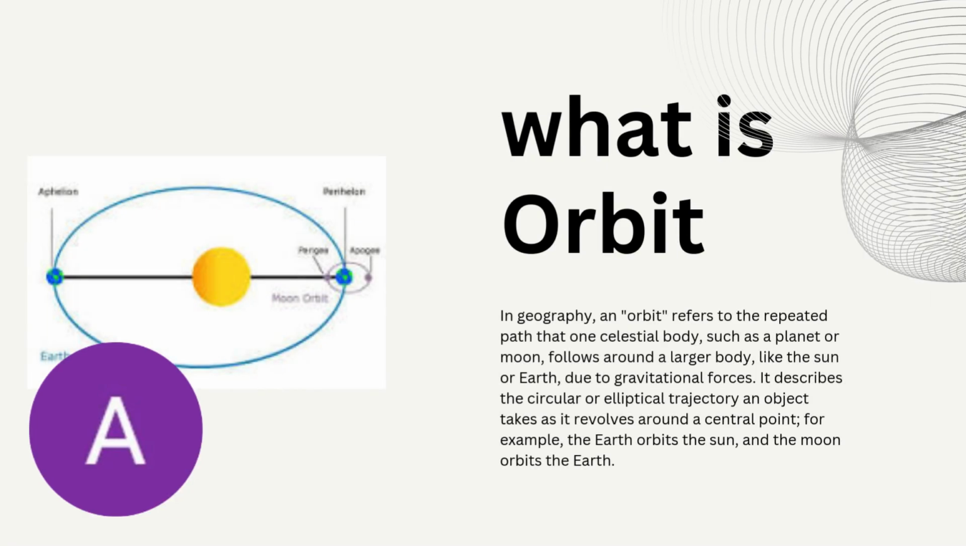What is an orbit? In geography, an orbit refers to the repeated path that one celestial body, such as a planet or moon, follows around a larger body like the Sun or Earth due to its gravitational forces. It describes the circular or elliptical trajectory an object takes as it revolves around a central point. For example, the Earth orbits the Sun and the Moon orbits the Earth.